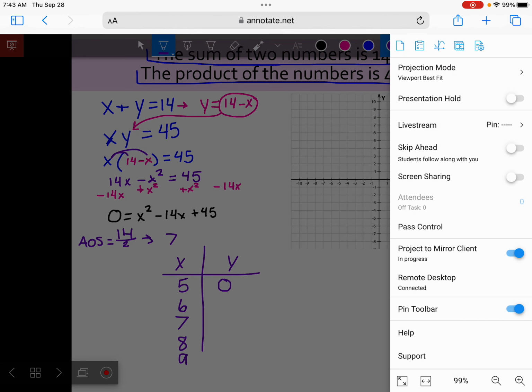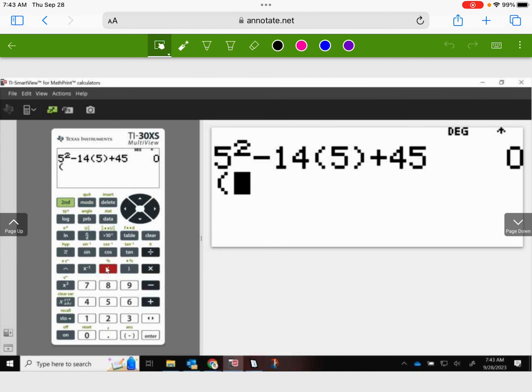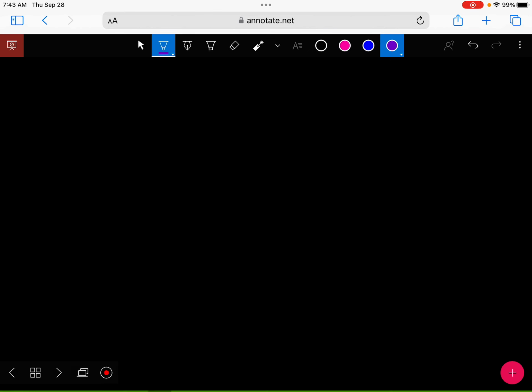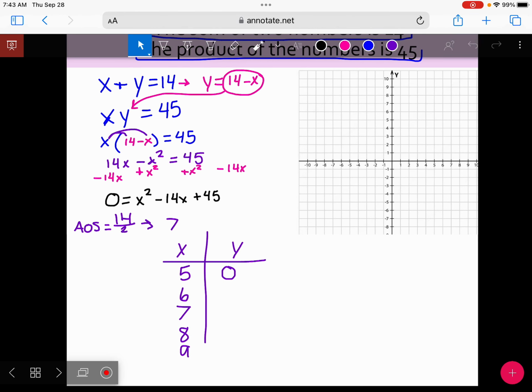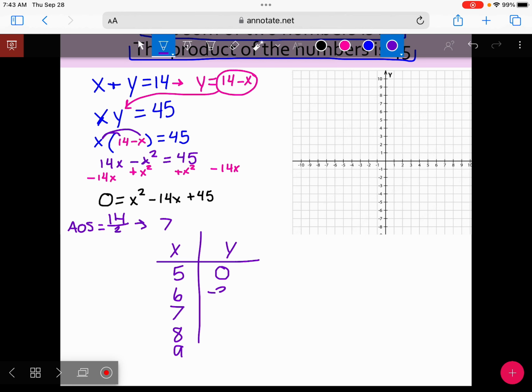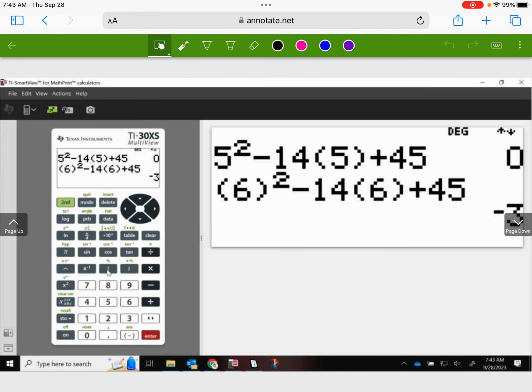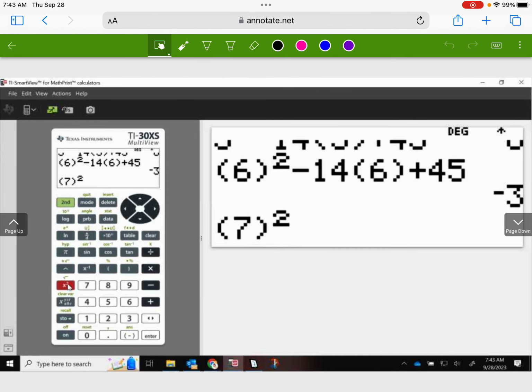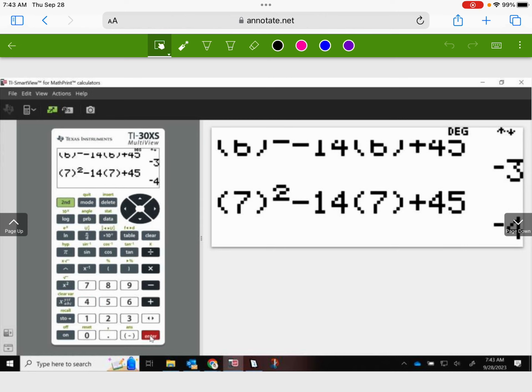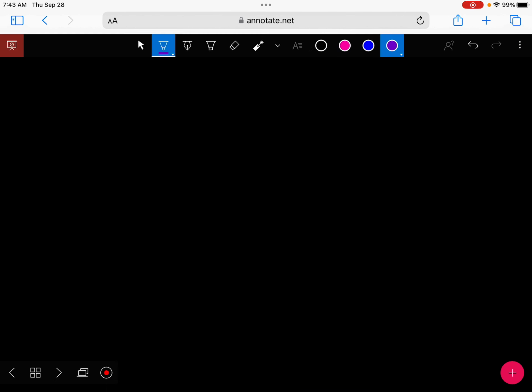Let's do the same thing with 6. 6 squared minus 14 times 6 plus 45. And we get negative 3. Then we're going to have 7 squared minus 14 times 7 plus 45. And we're just plugging and chugging this into the calculator here. Calculators are our very best friend. We're going to use them all the time. So we get negative 4.